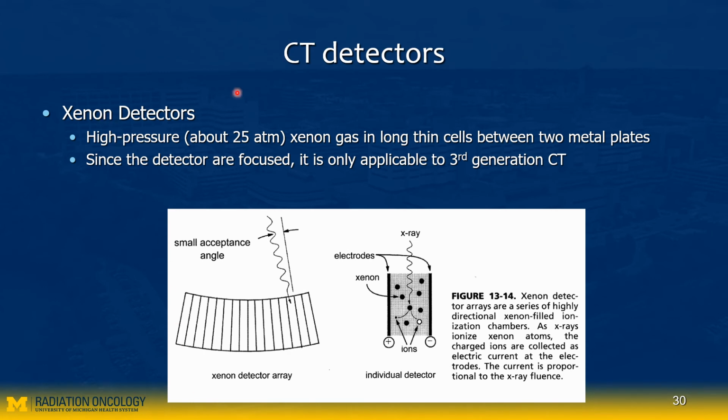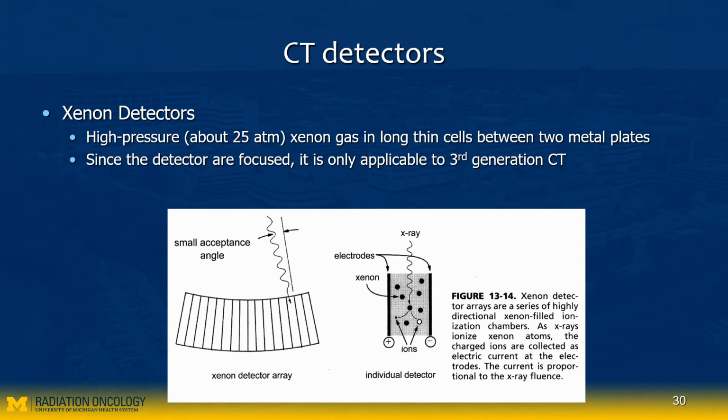So what kind of detector is there for a CT scanner? Earlier versions had xenon detectors. It's high pressurized xenon gas chambers, chamber arrays rather. They're long thin cells between two metal plates, and the detector is angled and focused to the X-ray source. When X-ray comes in, it ionizes xenon gas, and then it can detect the signal.